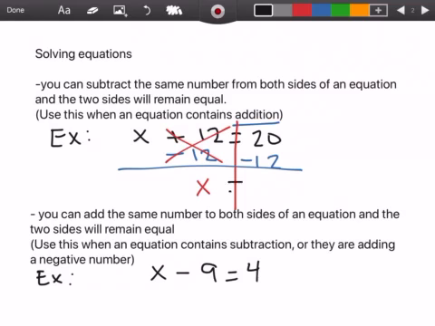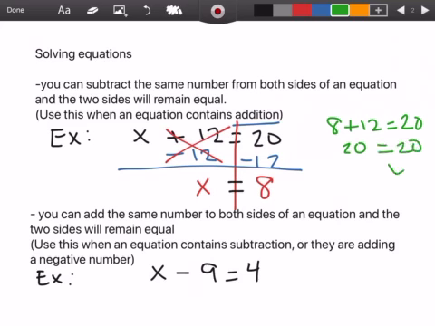Then I have my equal sign. On the right-hand side, I have 20 minus 12, and that equals 8. So x equals 8 in this situation. And we can even go back and check this answer by saying, originally it said x plus 12 equals 20. So we would put 8 plus 12 equals 20. And 8 plus 12 is 20. 20 equals 20. It checks out.